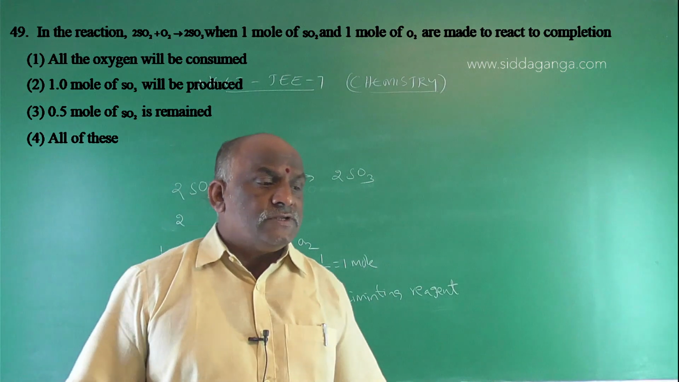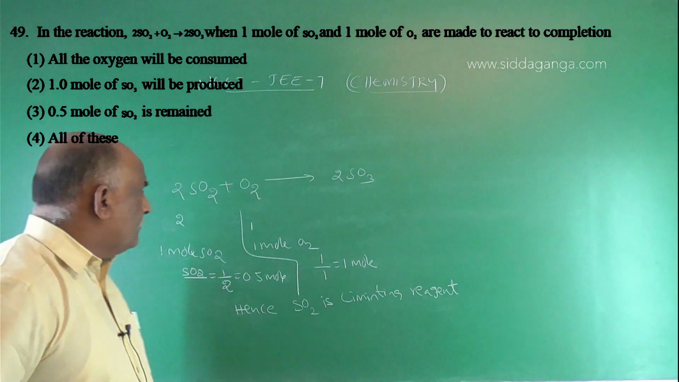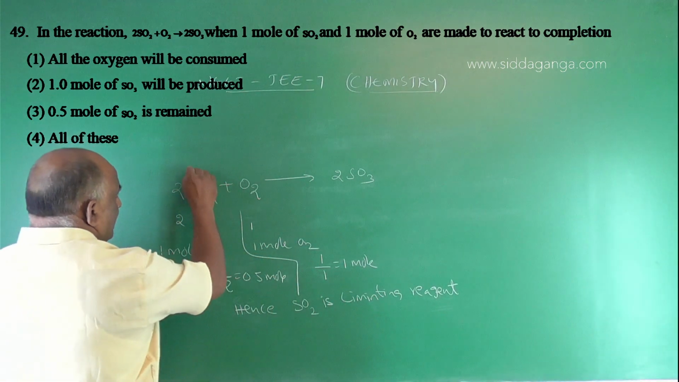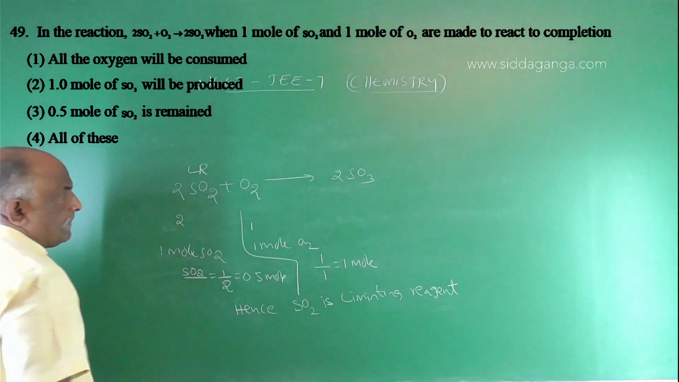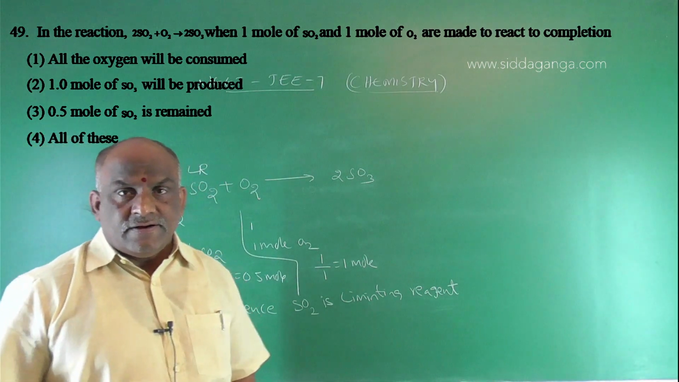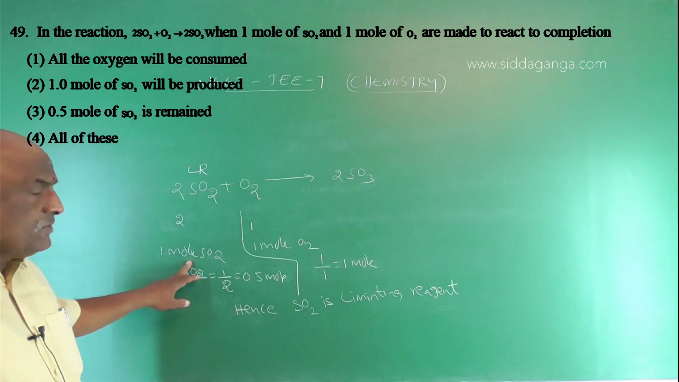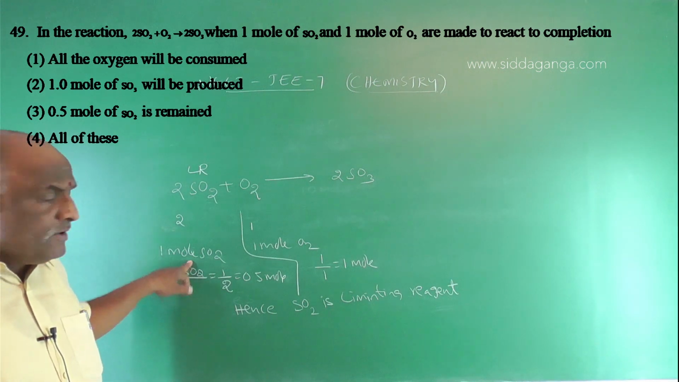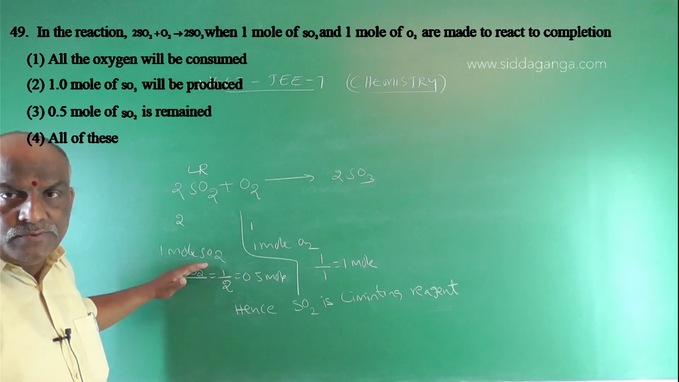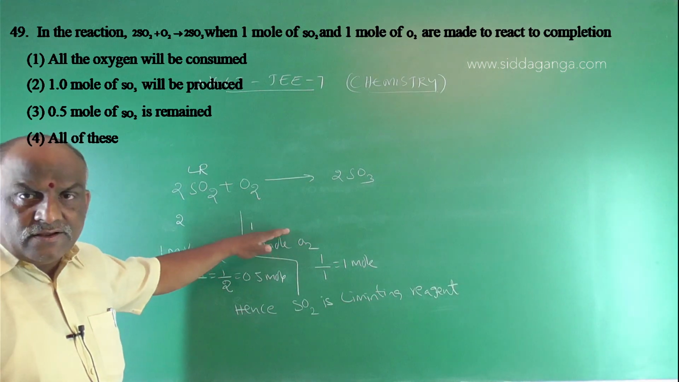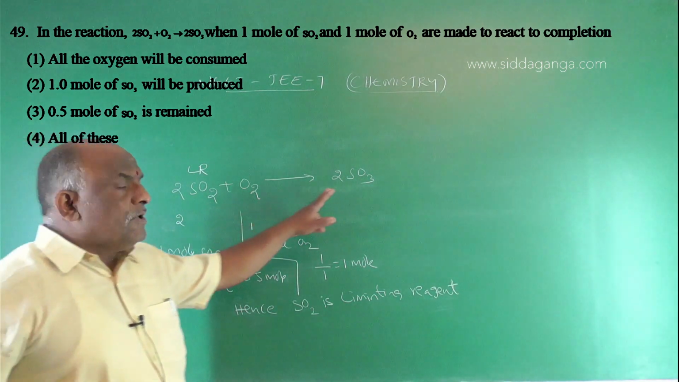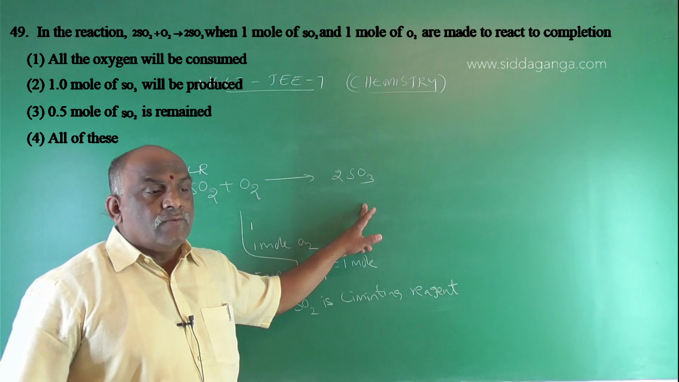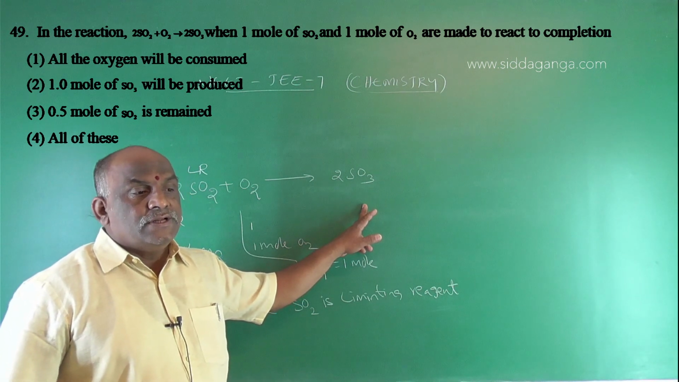1.0 mole of SO3 will be produced. Once you make a decision, this is LR. LR means limiting reagent. So how many moles was given in that question? 1 mole SO2 given. 1 mole SO2 is completely consumed. Oxygen is in excess. So 1 mole SO2 produces 1 mole SO3. So the second option is the right answer.